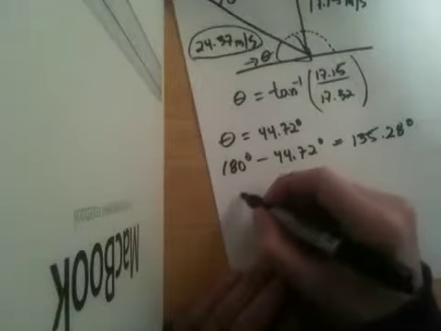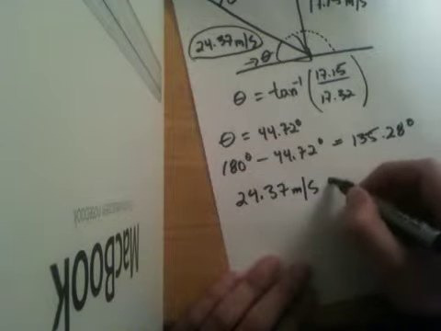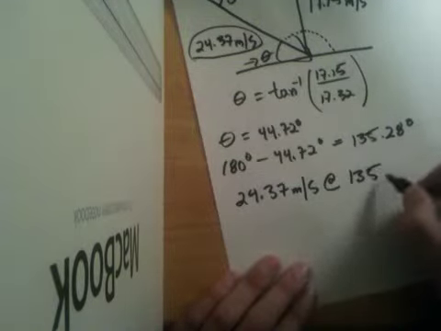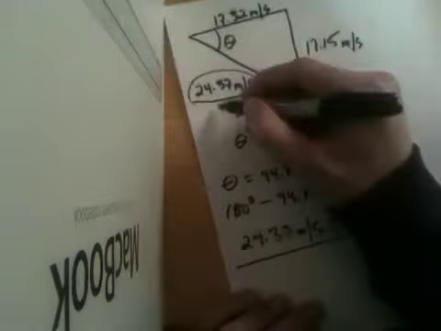So although you're probably only going to be asked for this, which is just the velocity, you can continue to say that it's going to be 24.37 meters per second at an angle of 135.28 degrees. So this is your answer.